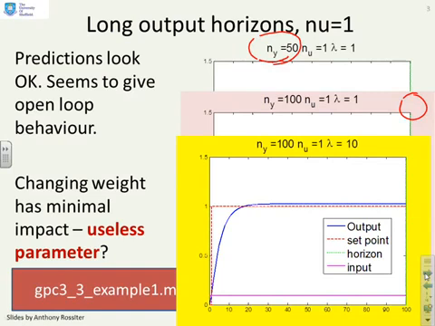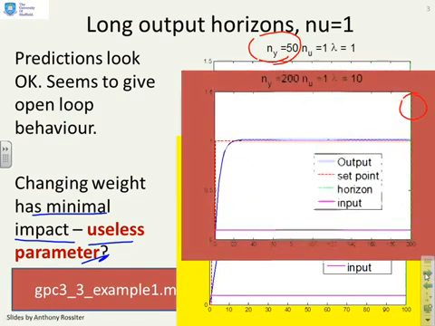If I increase the weight, there was lambda equals 1, and here you'll see I've got lambda equals 10. What do you notice? It's had a minimal impact. And then you might be asking yourself, is lambda actually a useful parameter? But of course, the reason why it's had a minimal impact is you've got so many steady state errors in this performance index that they have swamped everything else. If I go to ny equals 200, you'll see that the steady state error gets smaller again.